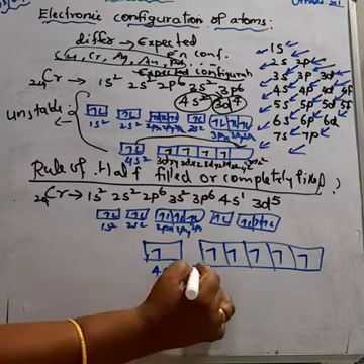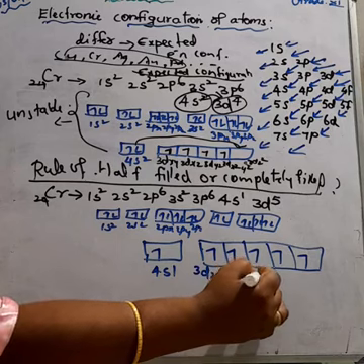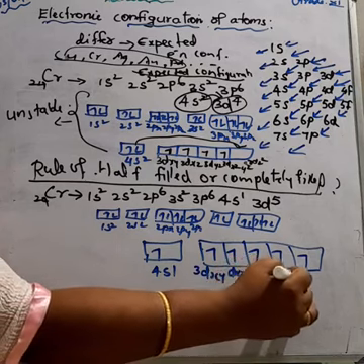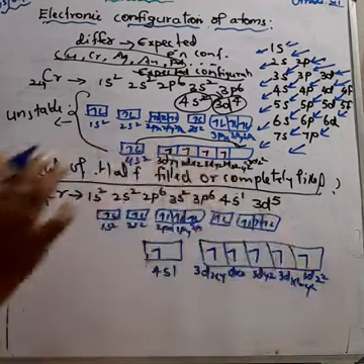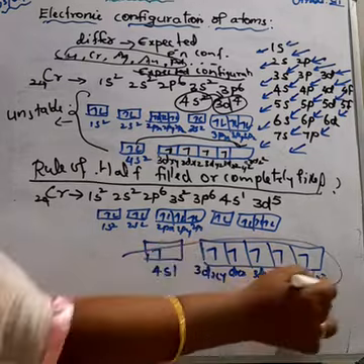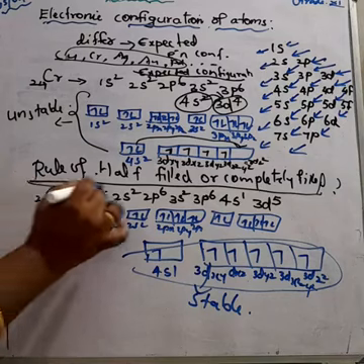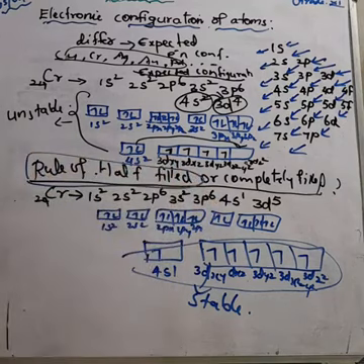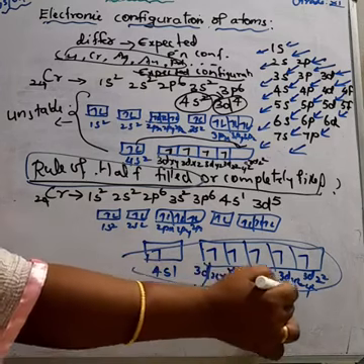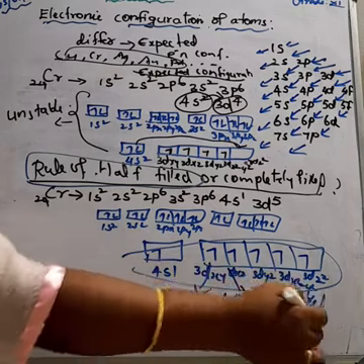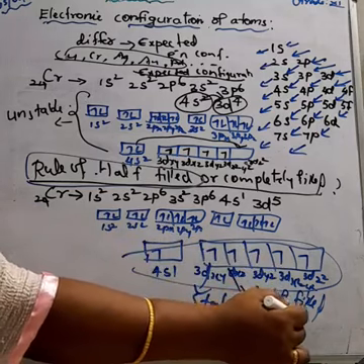3dxy, 3dxz, 3dyz, 3dx square minus y square, 3dz square. In total, we now have 5 electrons, so it is now stable. This is what we call the half-filled configuration. Stable half-filled configuration. This is the actual configuration for the chromium atom.